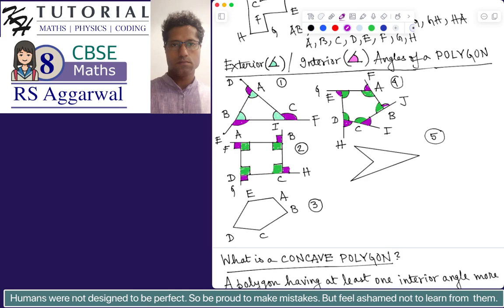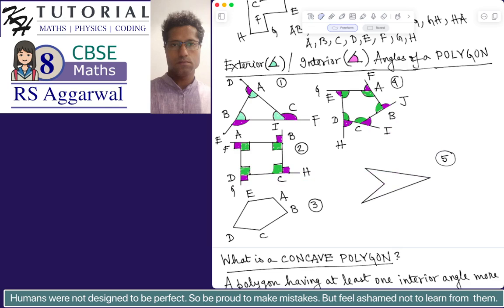As you can see, this polygon 4 has 5 sides, and we have 5 interior angles and 5 exterior angles. So for a polygon of n sides, we always have n interior angles and n exterior angles. Now for polygon 5, I think there will be some difficulty in drawing the exterior angles.